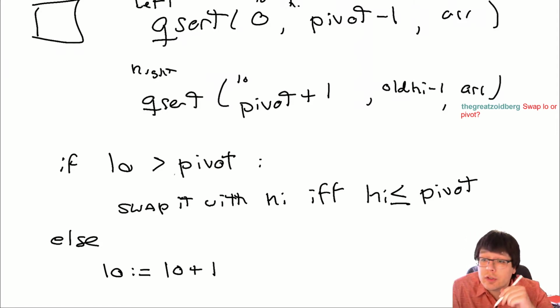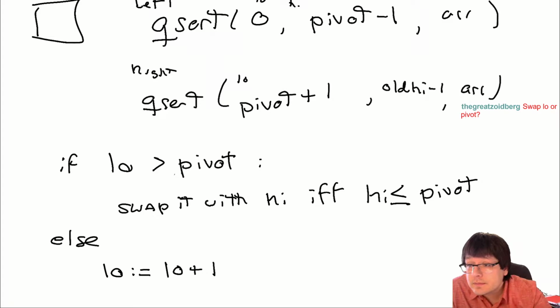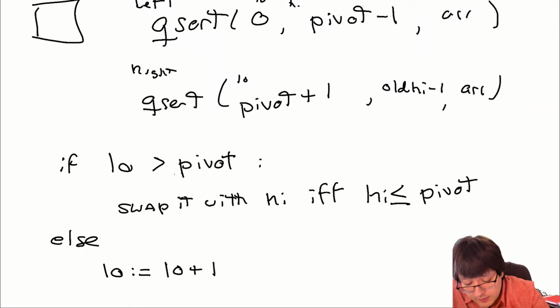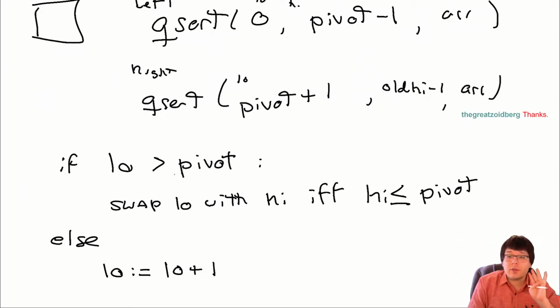And this is referring to the counter, not to the index, or rather it's referring to the index, not to the contents. Swap low or the pivot? Oh, swap low, not pivot. So I guess I put swap low, like that. The pivot never gets swapped until you're almost done, like until low and high are equal. That's when you're going to swap the pivot, okay?